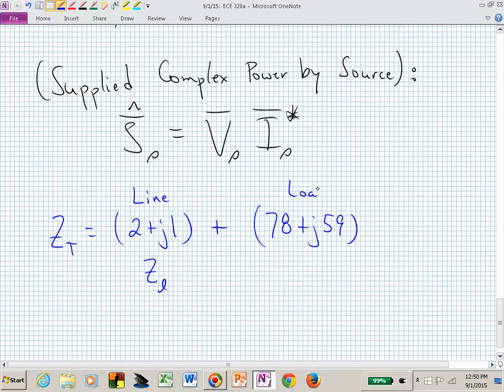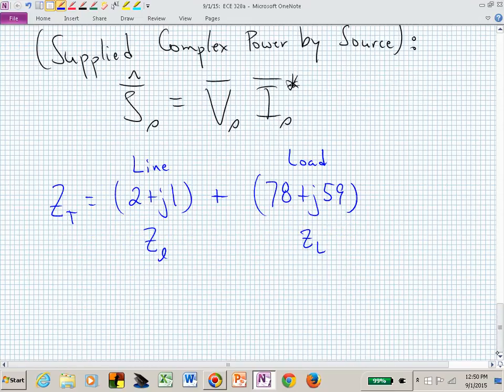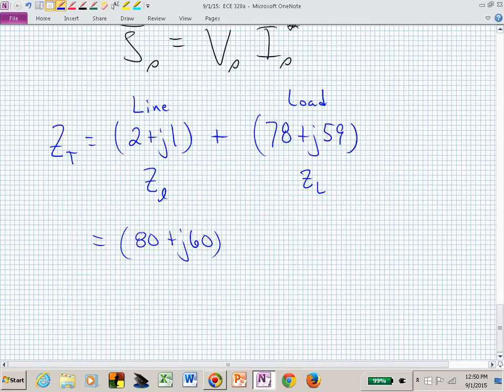j59, which is our load impedance, and we might call that Z sub capital L. So now I'm distinguishing between lower and uppercase L's. Capital L is load, lowercase l is line. And that's designed to not be too difficult to add. We now have an 80-60 triangle, right? Or a 3-4-5 triangle, essentially. This is our total impedance.